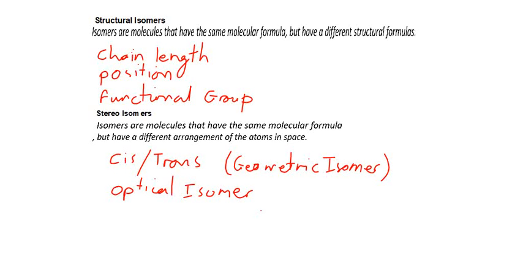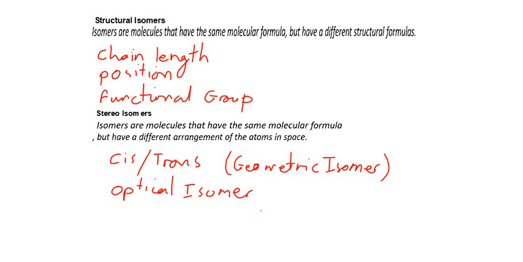Right, hello everyone again. So let's have a look at isomers in organic chemistry. So we get two different types. We get structural isomers and we get stereoisomers. We're going to look at these two.